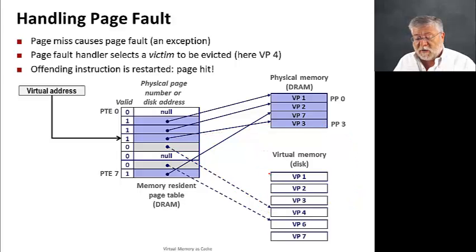Okay, so now at this point we can execute the instruction again. We leave the operating system and just re-execute our instruction that caused the page fault in the first place. And this time, of course, it will be a hit. It'll find a valid page because we made those changes to the page table entry and updated our physical memory and virtual memory on disk.